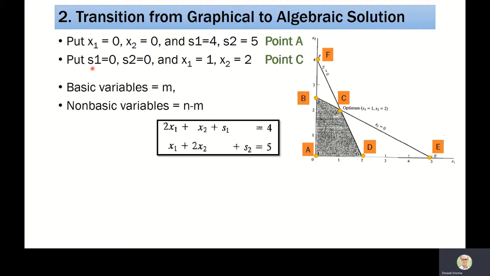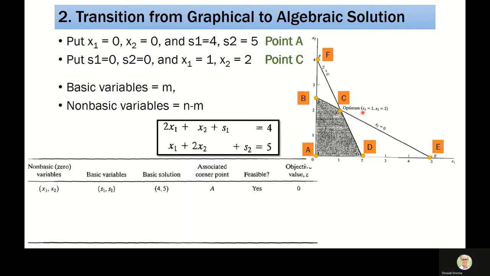Now let us take a point where s1 and s2 are 0. Meaning that if I put s1 and s2 equal to 0, I get two equations in two variables, and I can find the point of intersection. That point of intersection corresponds to x1 equals 1, x2 equals 2, which is the point represented by C here. Now, let us take these points one by one.